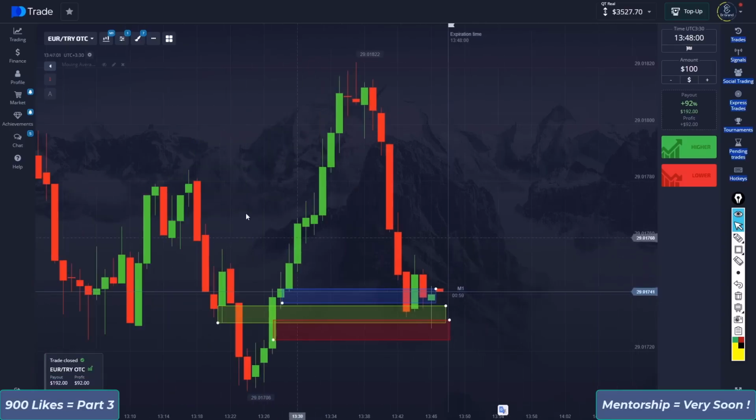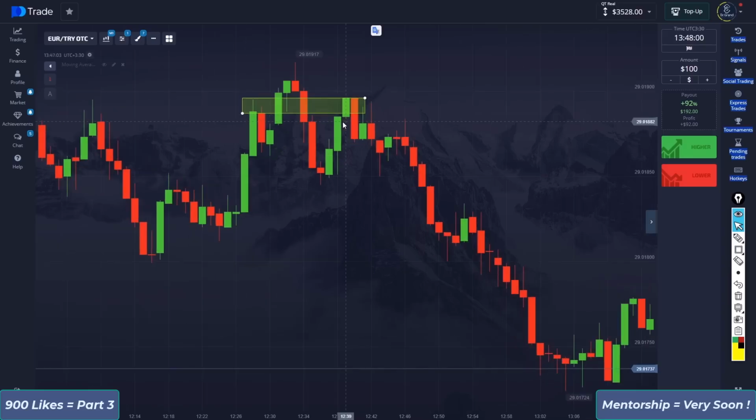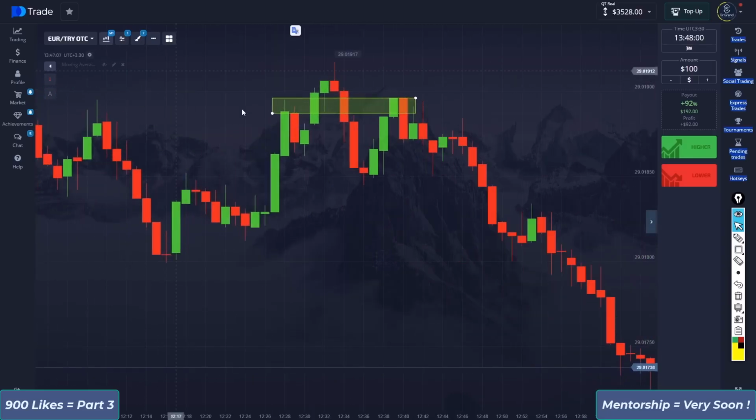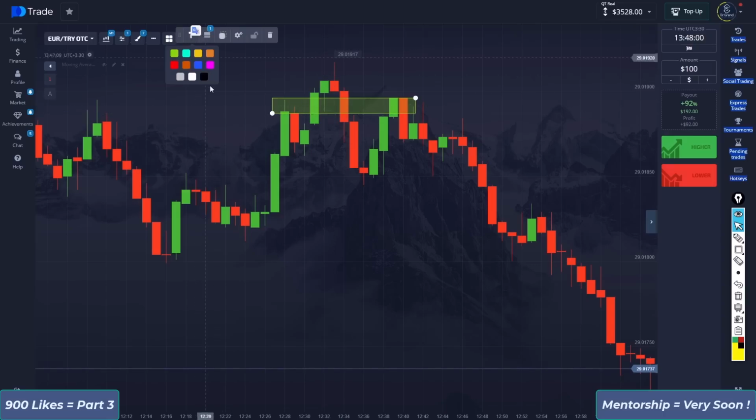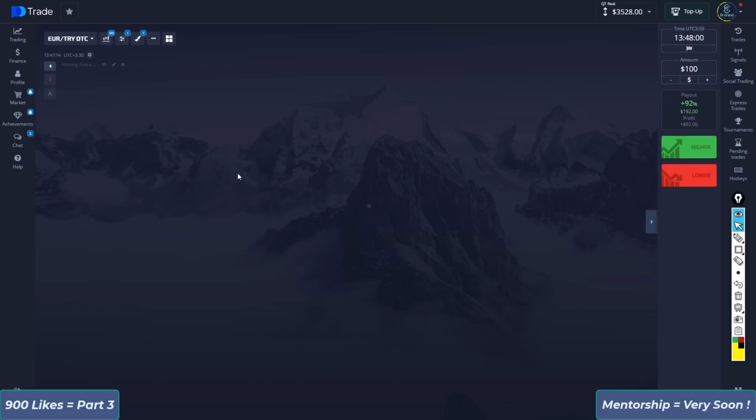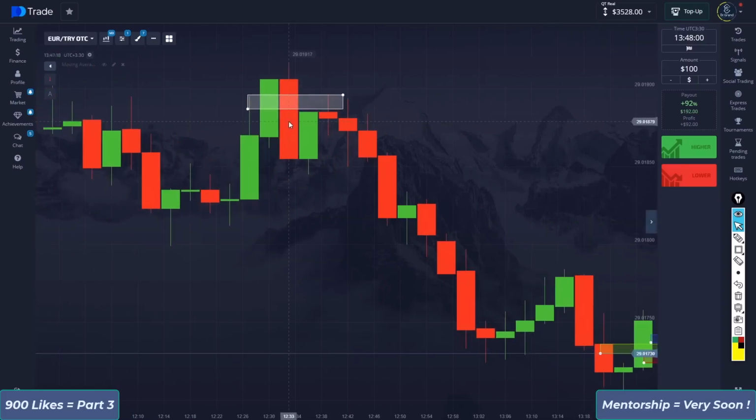There we go. Okay, so I want to check this QM right here for you. Let's go with yellow. Let's check the confirmation in the 3 minutes. Oh, do we have an engulf? This is a beautiful confirmation, and we have the engulf.